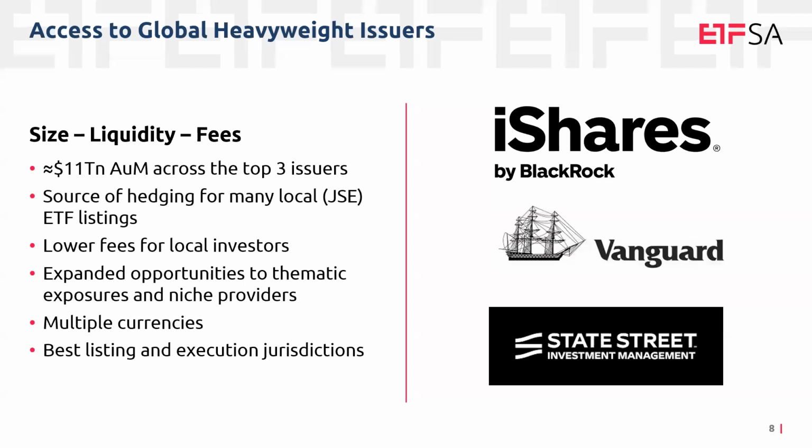Seeing that they are so incredibly large, it also means that they are able to offer these at much lower fees. And by buying directly into those ETFs, we are able to bring investors in the Oyster ETF the benefit of the much lower costs of those underlying global heavyweight ETFs. It gives us much better opportunity in terms of these thematic exposures, these niche providers. As I say, you're not going to find an AI infrastructure ETF readily available on the JSE.